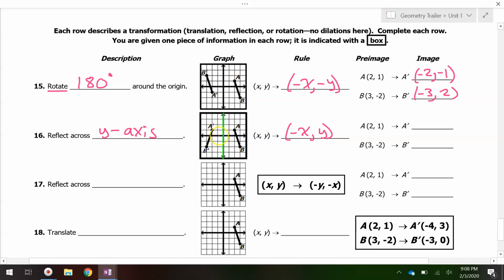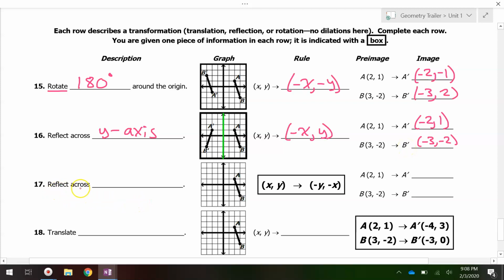So I think I'm going to do it that way this time. A prime is at -2, 1. So let's use that, -2, 1. And yeah, you see it is the opposite of x and y. B prime is at -3, -2. And yes, you see it is the opposite of x, comma, y.